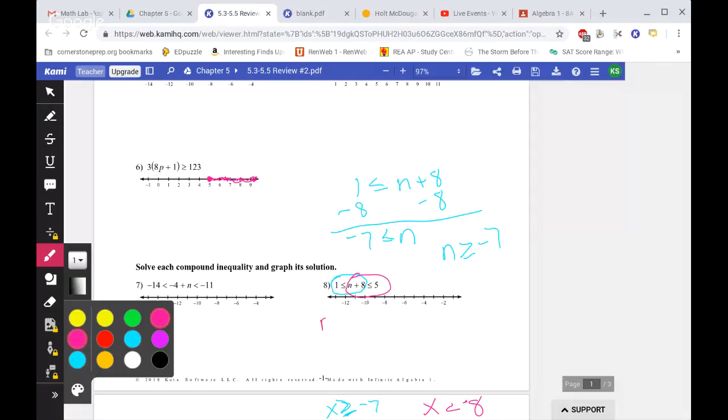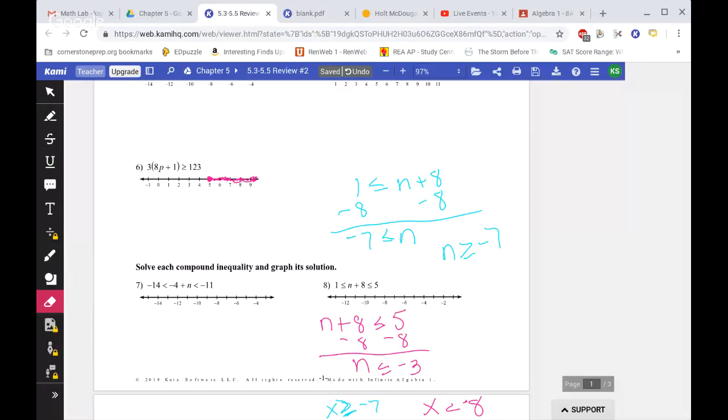So now this is n plus 8 is less than or equal to 5. Subtract 8 from both sides. And I have n is less than or equal to -3. So I'm going to graph this now.